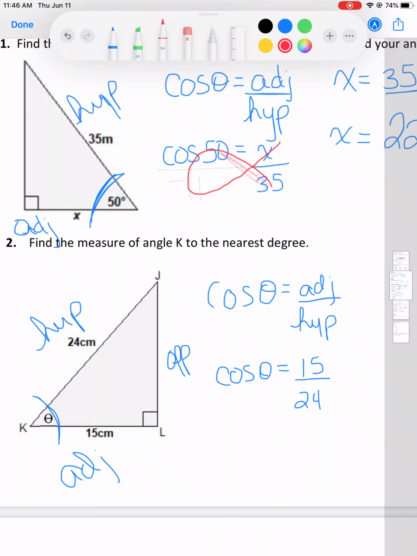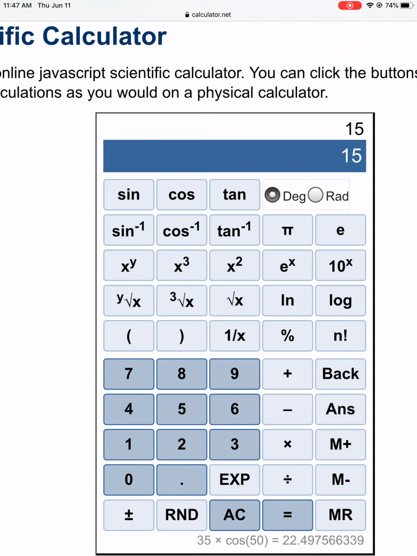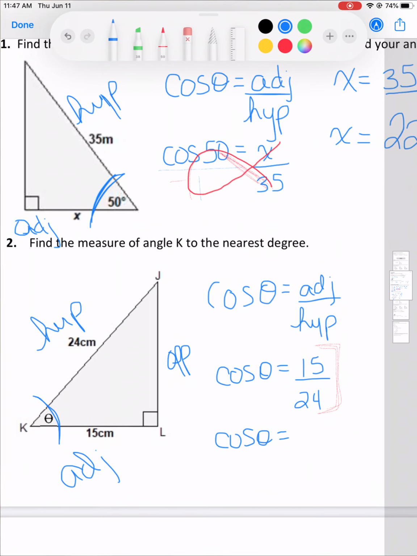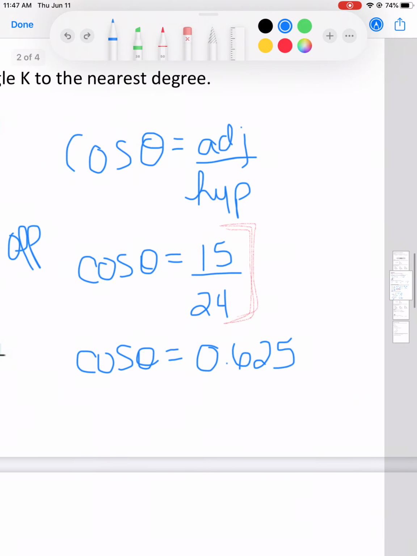Okay, so I'm going to do this guy first. So I'm going to do cos theta is equal to 15 divided by 24. 15 divided by 24, 0.625. Okay, so is the theta by itself? No. How do we get rid of the theta? Inverse cos. So cos to the minus 1 crosses out those two. So I have to do cos to the minus 1 on this side.